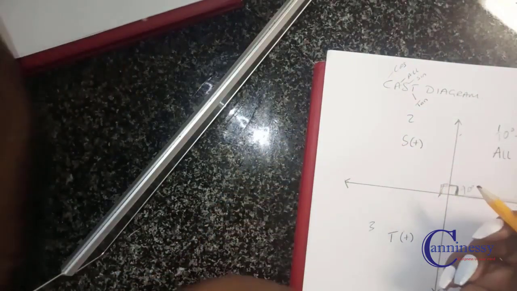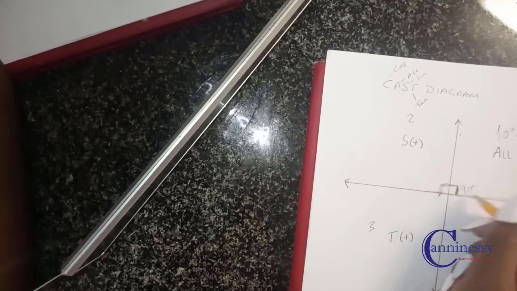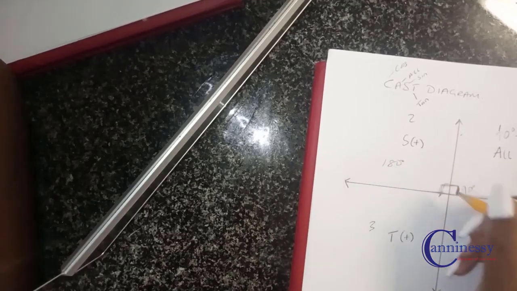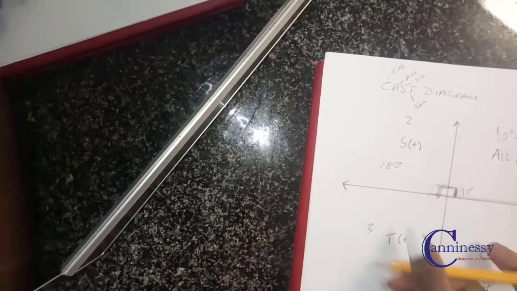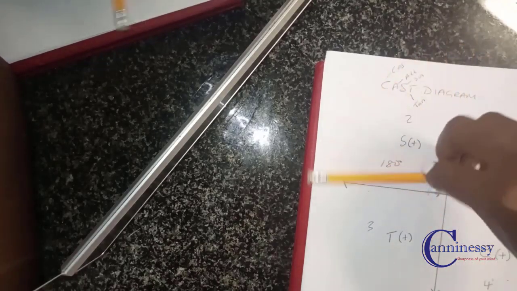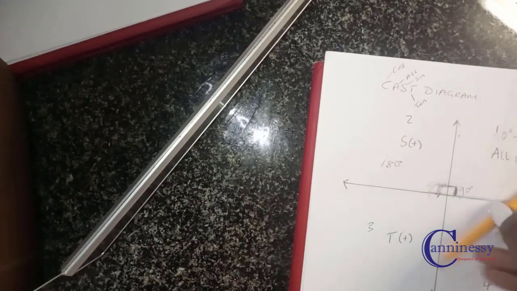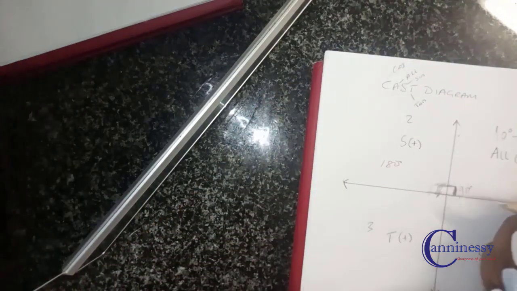But the maximum size of the angle that you can find in the second quadrant is 180. How did they get 180? They said this 90 and this 90. So in total, whatever angles go like this, the maximum is 180. So this angle cannot be more than 180. It's either 180 or less.